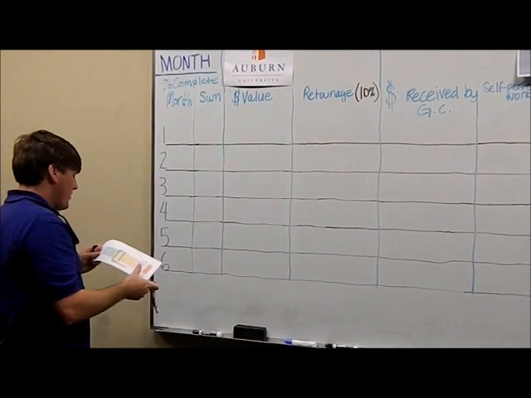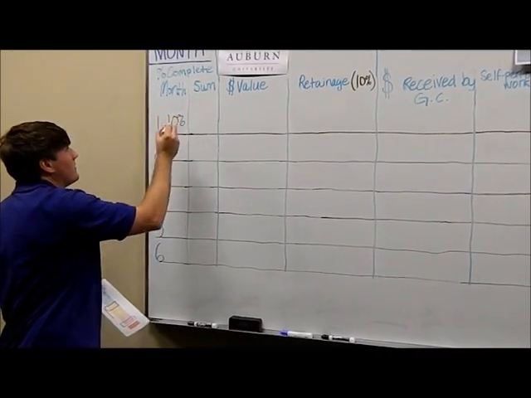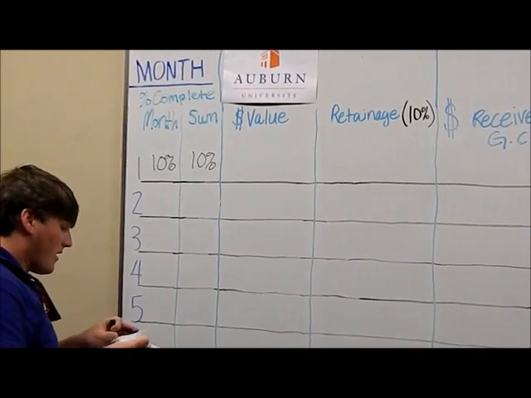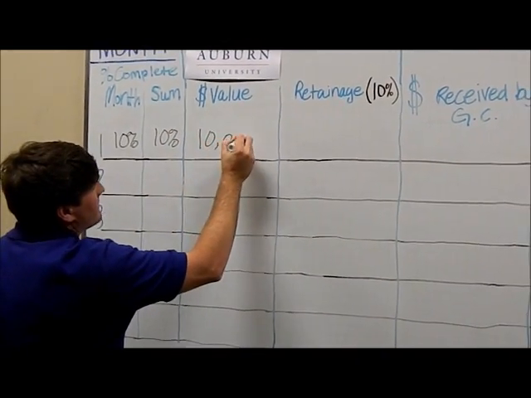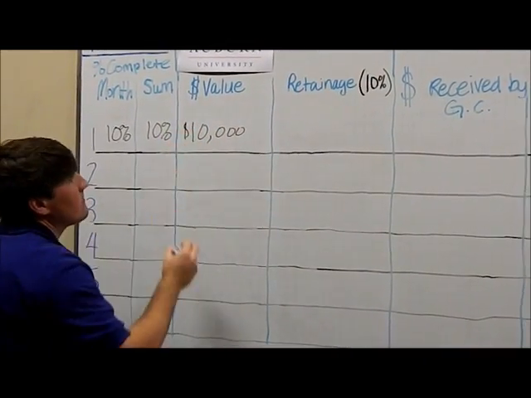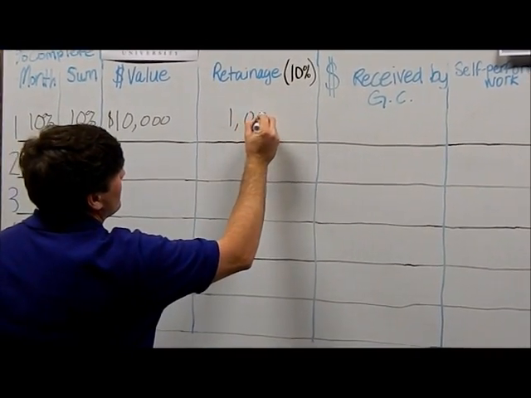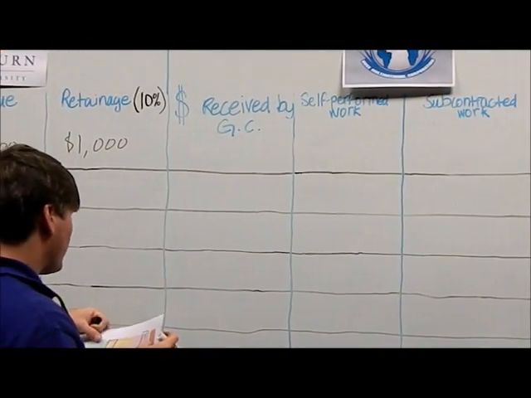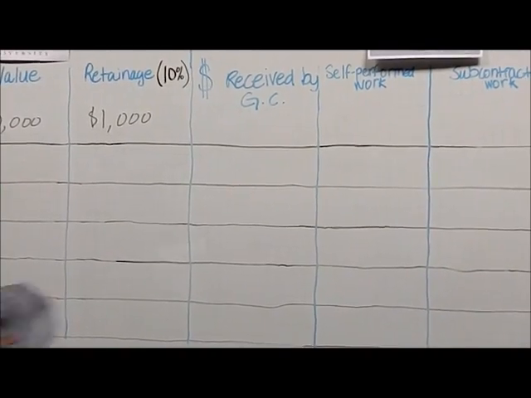So right here on month 1, we have 10% of the job for this month done. So for our sum for the whole job, we have 10%. Our value for this month, we did $10,000 worth of work. Retainage of that, 10% of $10,000 is $1,000. So the check we received by the general contractor is $9,000.